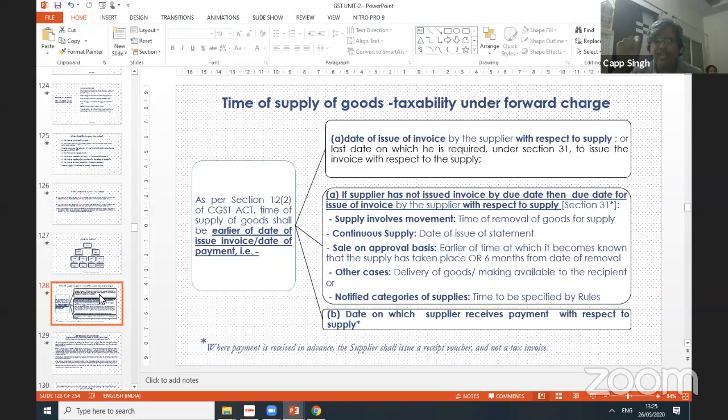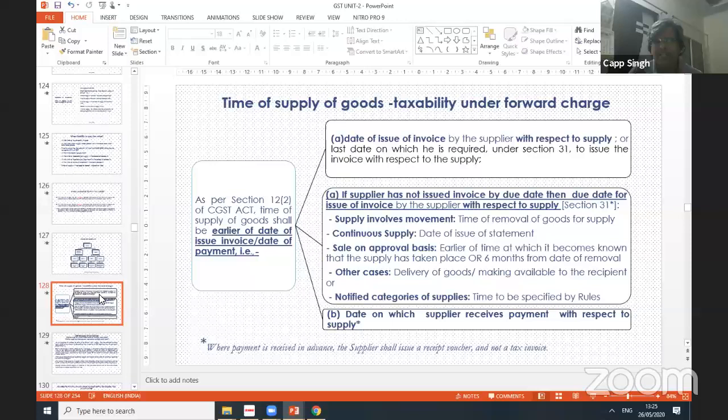In the case of sale on approval basis, the maximum time limit for issuance of the invoice is the date on which the assent or consent is given by the person to whom we have sent the goods. As soon as the approval is given by the customer, we have to issue the invoice. Or if no consent is given within a period of 6 months, then on the 6th month we have to issue the invoice. So the maximum time period in the case of sale on approval basis is 6 months.